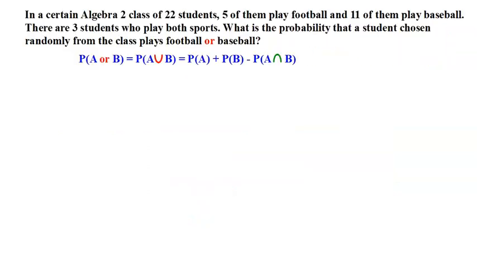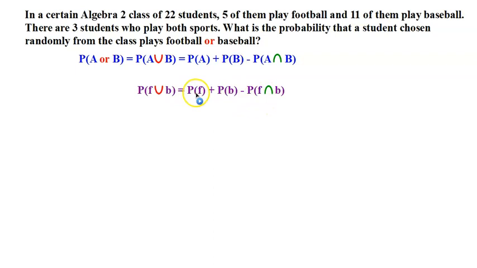So let's do an example here. In an Algebra 2 class of 22 students, 5 of them play football, 11 of them play baseball. There are 3 students who play both sports. What is the probability that a student chosen randomly from the class plays football or baseball? Okay, not and baseball, or baseball. All right, so here's our formula. Probability of A or B is the probability of A plus the probability of B minus the probability of A and B. So let's see, we'll let A be football and B be baseball.